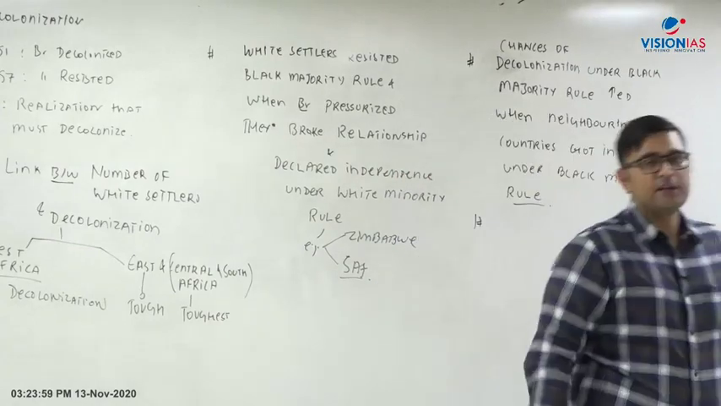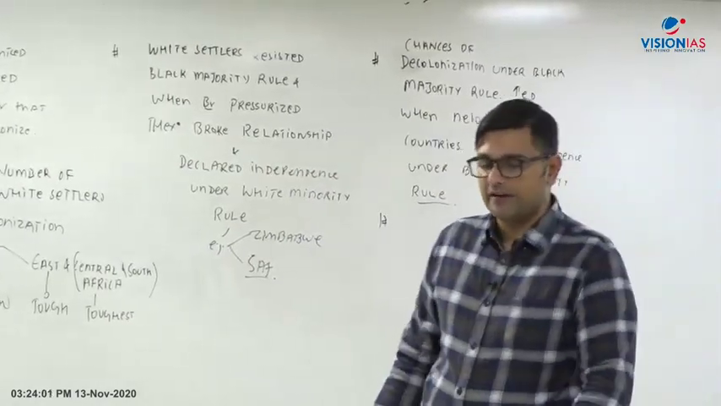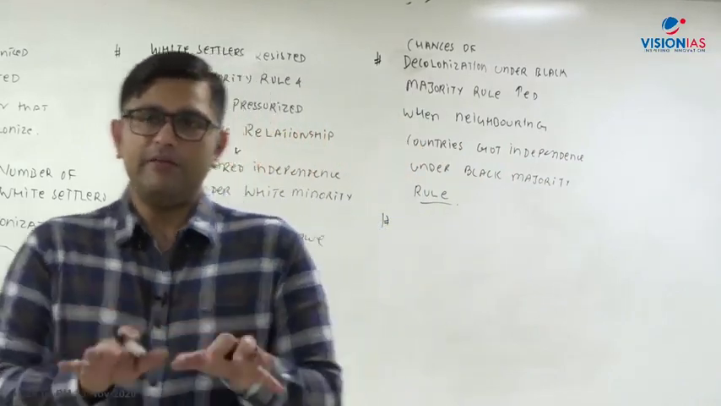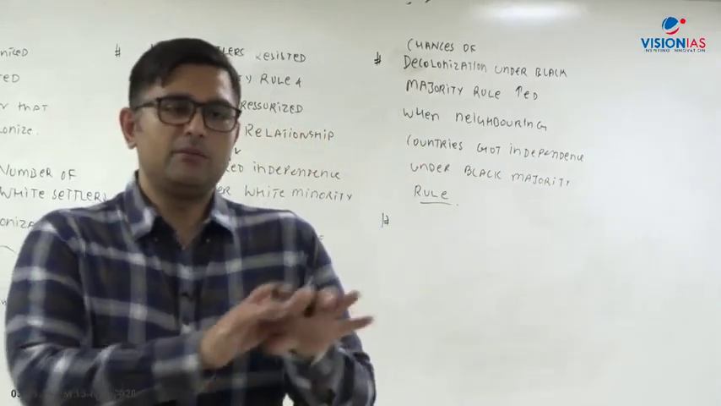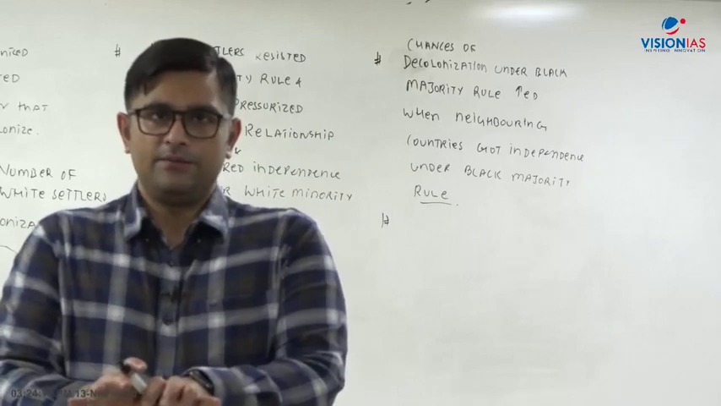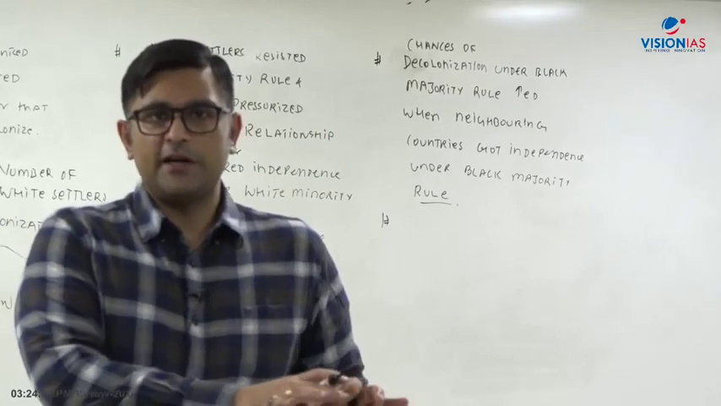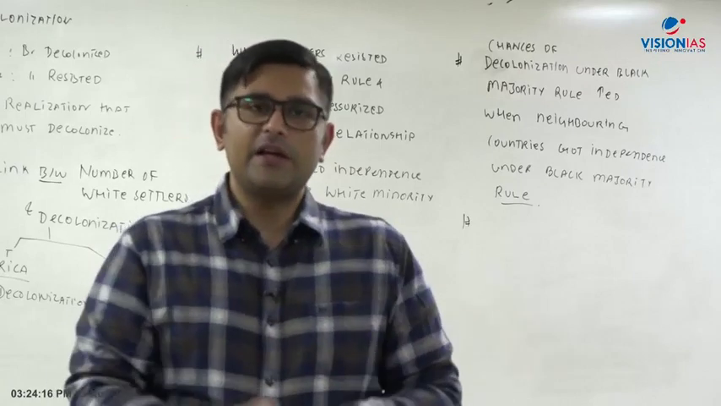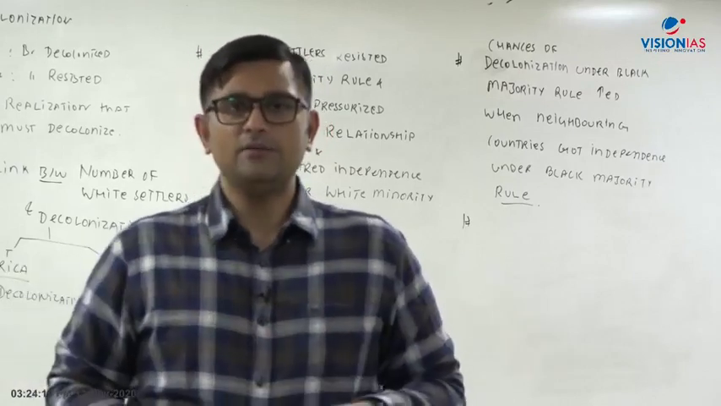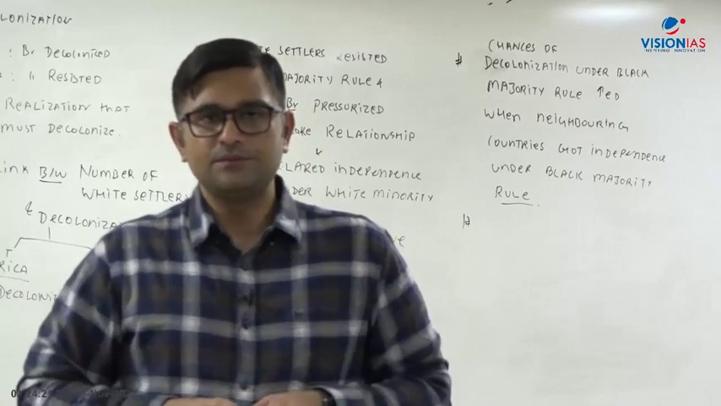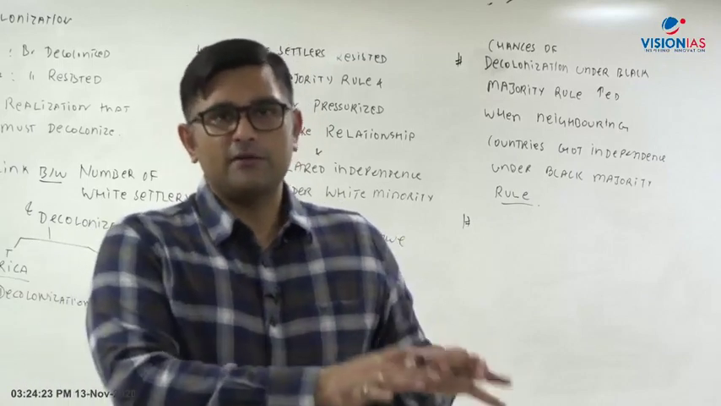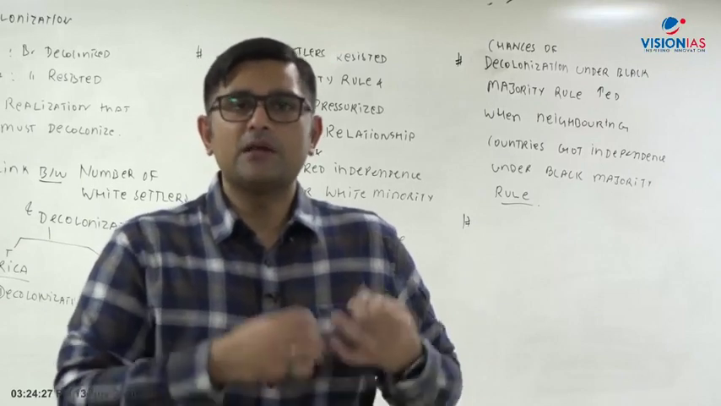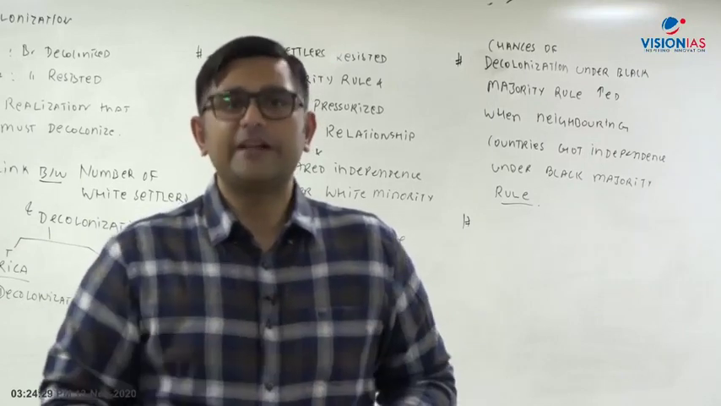The Britishers wanted to protect the white settlers. So whenever the Britishers were giving independence, and they had a choice between a moderate leader and a radical leader, between a Western educated moderate leader and a radical communist leader, they would transfer power not to the radical leader but to the moderate leader. Why? Because the moderate leader would promise the Britishers that after independence, the blacks would not persecute the whites.